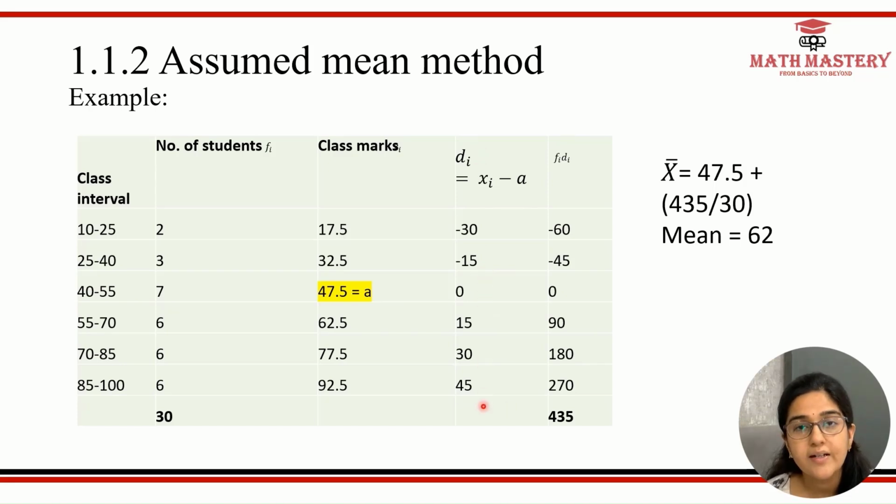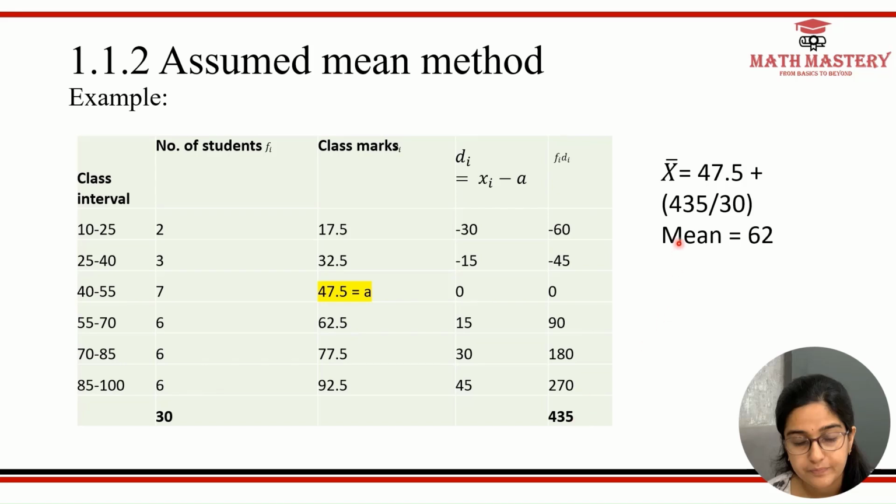Once we have calculated the di's, the next step is to multiply this with the corresponding frequency. So minus 30 multiplied by 2 is equal to minus 60. Minus 15 multiplied by 3 is minus 45. And so on, we have calculated fi di. Next step is to add the fi di's. So the sum of these observations is equal to 435.